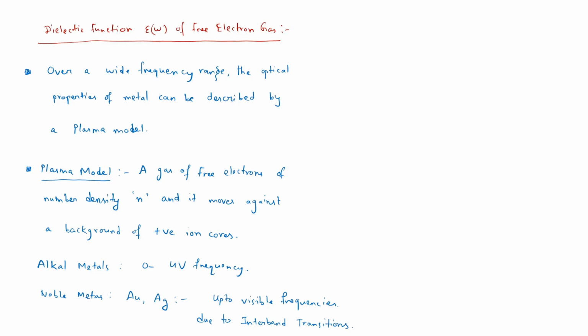Okay. So in this plasma model, what we assume is that the electrons are just oscillating, moving around like tiny balls colliding with each other, and the effect of the ionic cores and the electron-electron interactions are neglected in the plasma model.